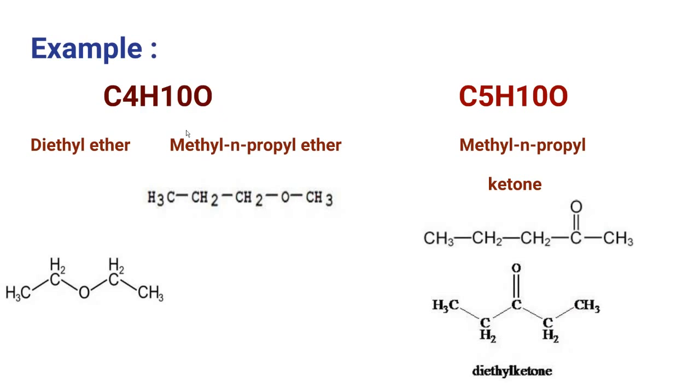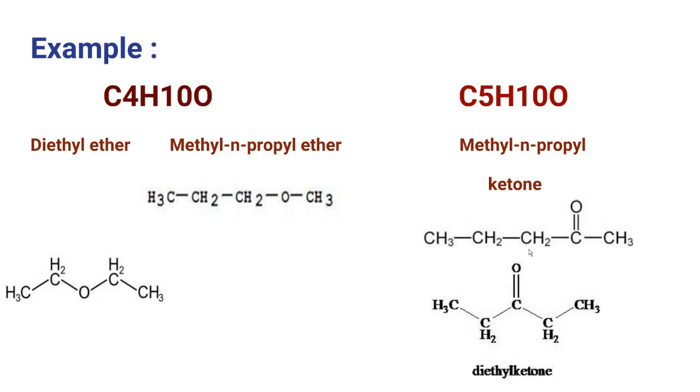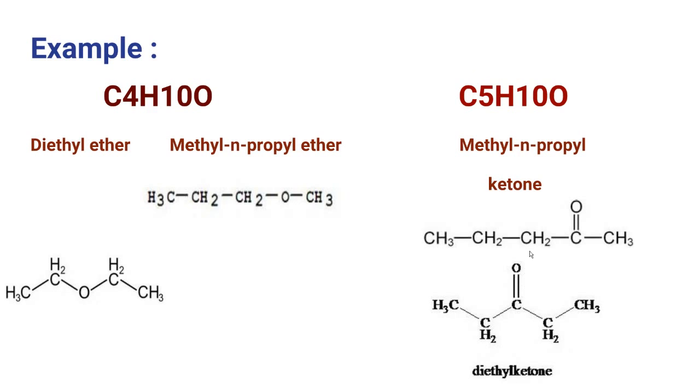Now let's see the examples. C4H10O, this is diethyl ether, and this is methyl propyl ether. Now here you see that ether is the functional group, but the number of carbons on each side is different in both cases. Same here, methyl propyl ketone and diethyl ketone. In ketone, the carbonyl group is flanked by two alkyl groups, but here there is one carbon and three carbons, and in this case, the carbonyl group is flanked by ethyl groups, that is two carbons here and two carbons here. So there is an unequal distribution of carbons on both sides of the functional group, and they are known as metamers of each other.